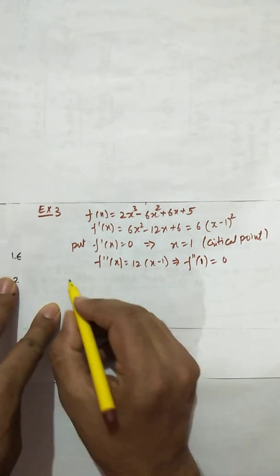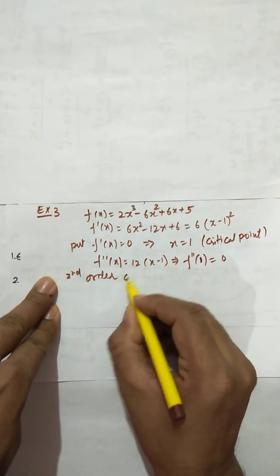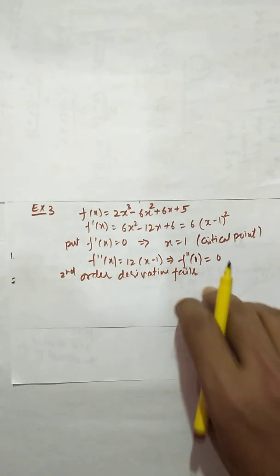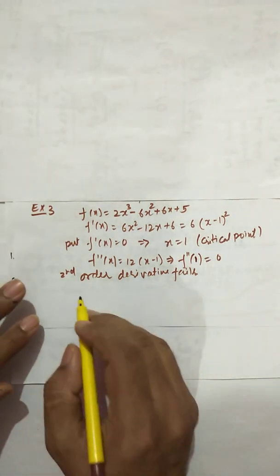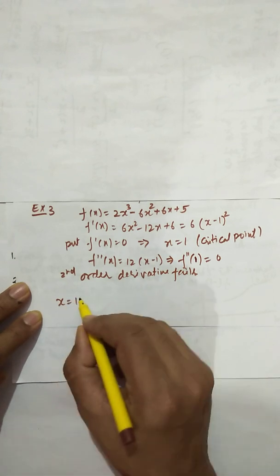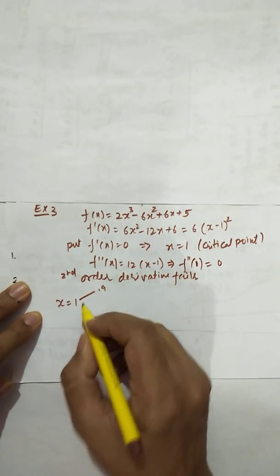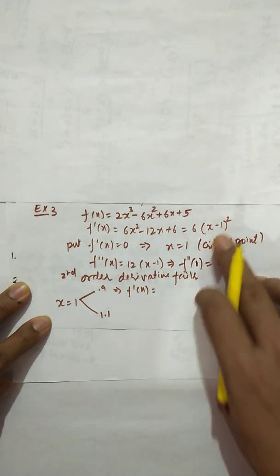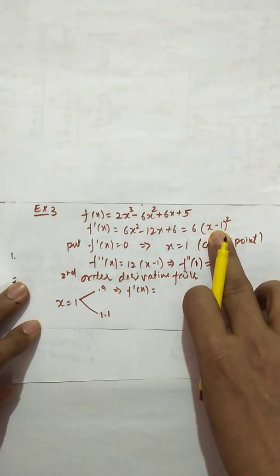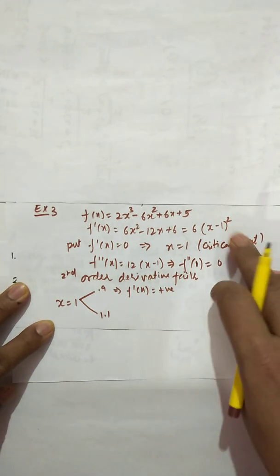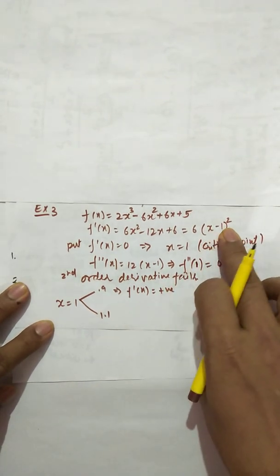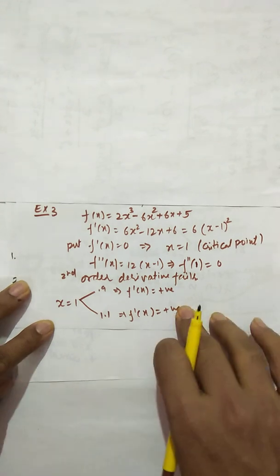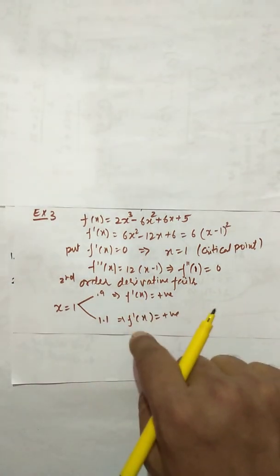It means your second order derivative test fails. Now in that situation we have to apply our first derivative test. So you take x equal to 1, and take some value like 0.9 or some value like 1.1, and check the sign of f dash x. So you see if you take 0.9, it's going to be positive, and if you take x equal to 1.1, even in that case it's going to be positive. So you see that at x equal to 1 the derivative sign is not changing.